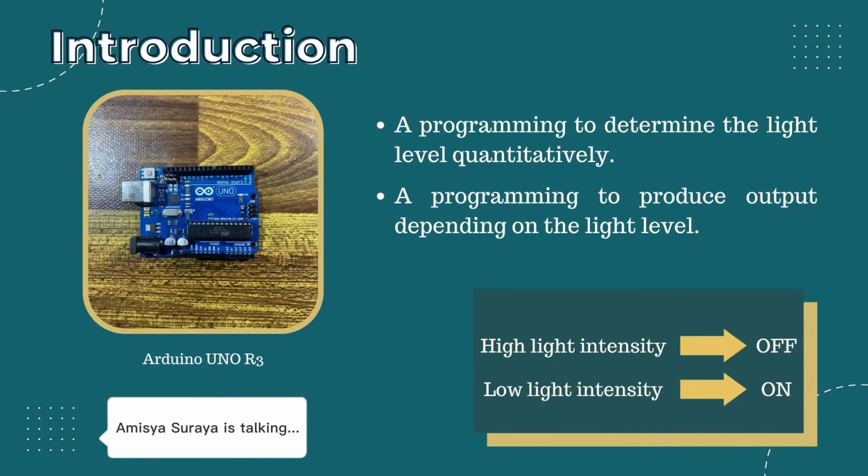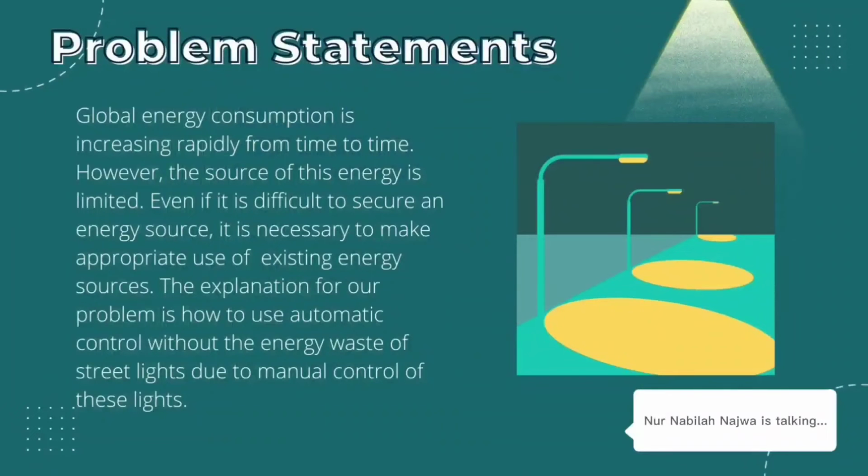The programming has set a few threshold values for the resistance, which stand for the intensity of the light. The microcontroller then will read the input and produce what has been coded. Problem statements. Global energy consumption is increasing rapidly from time to time. However, the source of this energy is limited. Even if it is difficult to secure an energy source, it is necessary to make appropriate use of existing energy sources. The explanation for our problem is how to use automatic control without the energy waste of street lights due to manual control of these lights.